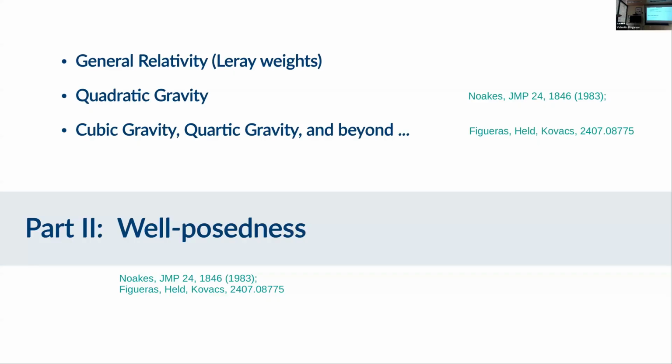So what I want to take you through is, I want to talk about general relativity first, and you probably know about well-posedness in general relativity, but it will help to introduce the concept of Lie weights, which will then fit nicely with the preceding parts. I will summarize the story in quadratic gravity, which is, again, this work by David Noakes. And then I'll go to the cubic, quartic, and actually all orders in the effective field theory.